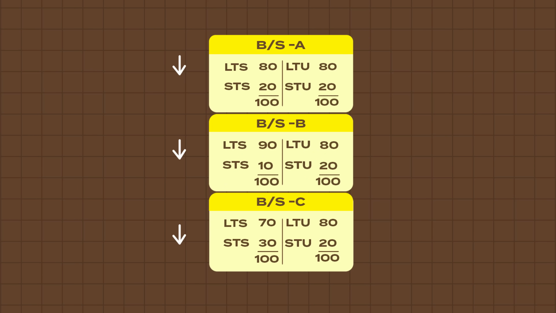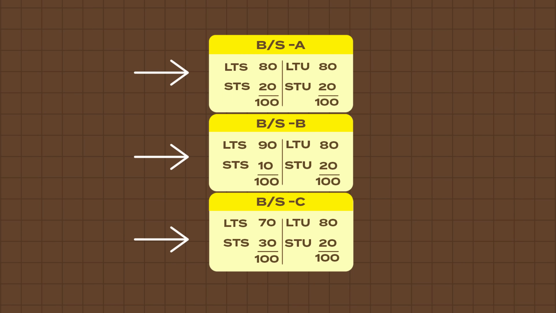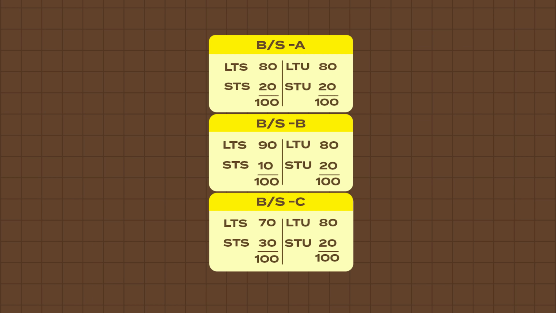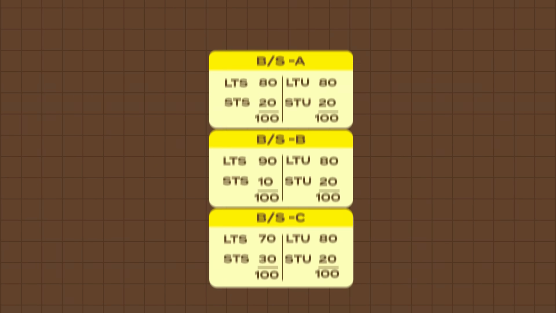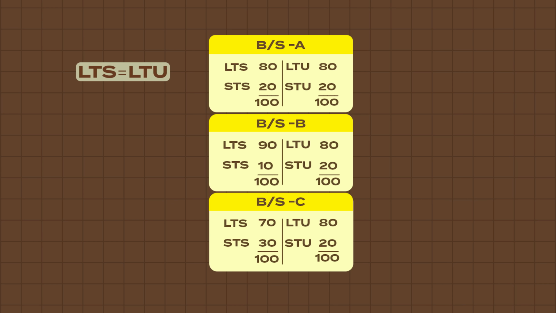Folks, how are you looking at them? Are you looking at these balance sheets vertically or are you looking at them horizontally? If you're looking at them vertically, don't. Look at them horizontally. And now you realize the significance does not lie in 80-20, it lies in 80-80. And it doesn't matter if it's 80 on the top and 20 on the bottom or 20 on the top and 80 on the bottom. So long as whatever is written against long-term sources is the same as long-term uses, whatever is written as short-term sources is the same as short-term uses, we will call it type A.